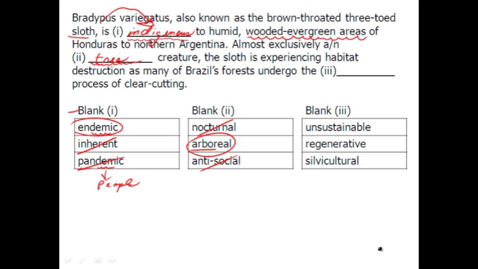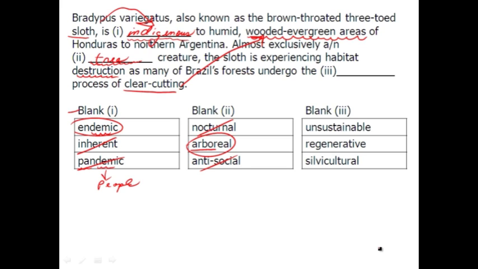And then at the end we have the sloth is experiencing habitat destruction as many of Brazil's forests undergo the blank process of clear cutting. So this clear cutting here goes back to this destruction of their homes, of their wooded evergreen areas. And so what sort of process is this clear cutting? Well, it's again destruction of the habitat. So we go to the third blank, and unsustainable.